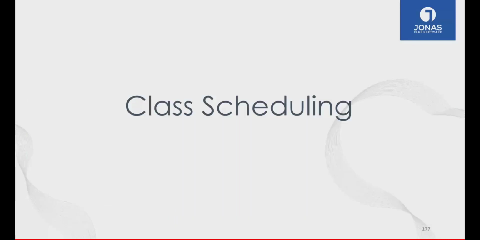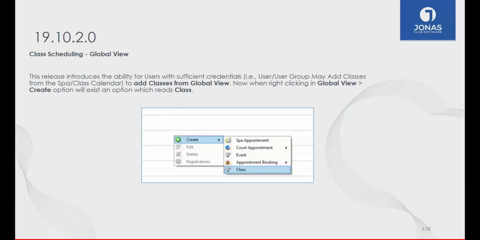In the class scheduling module, you have a couple different features in here. Number one, and I'll show everybody this in the program, but when it comes to your bookings and all the different bookings you have, we have what's called a global view in JAM. And the actual feature in here that this slide is saying is that you can now book classes from that global view, which is fantastic. But I'll show everybody what that global view is.